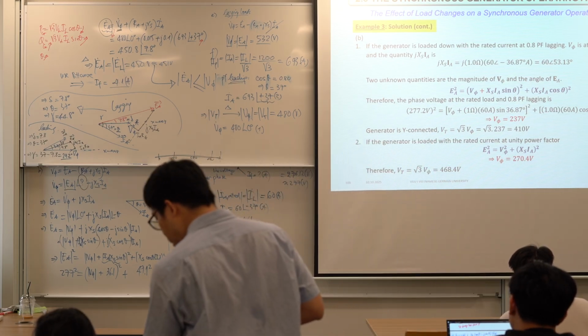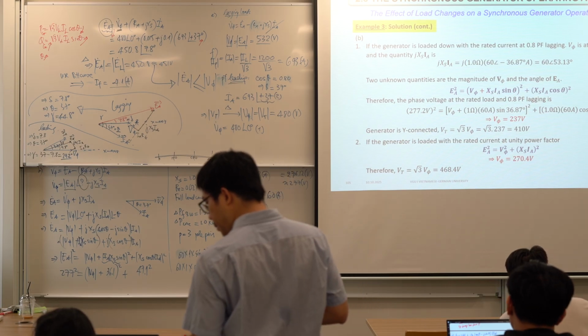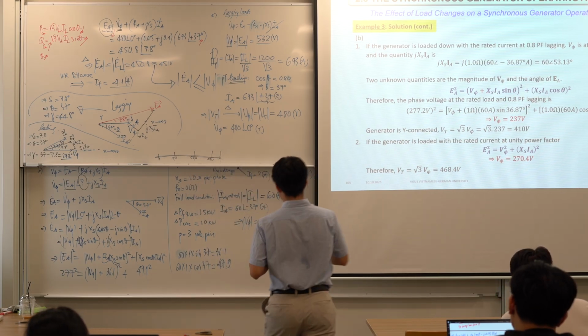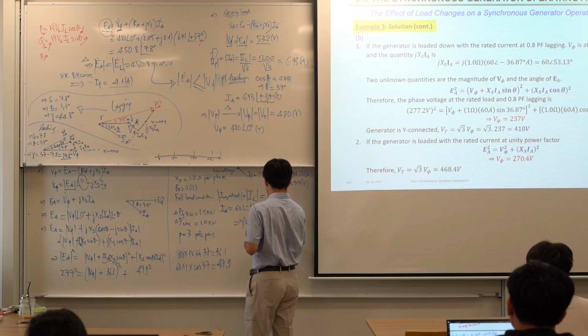How many? 2. We have 2 values, right? 236, 37, and the other one.